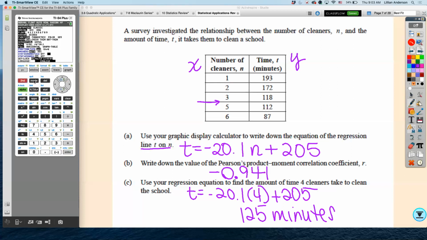Okay. Some of you guys don't have that feature, so what you're going to have to do is press the 2nd button and then the 0 button, and then you're also going to press the X to the -1 button that has the D on top of it. That way you can scroll down to diagnostic on and click enter. That way, when you go back and do your linear regression, there's your correlation coefficient.